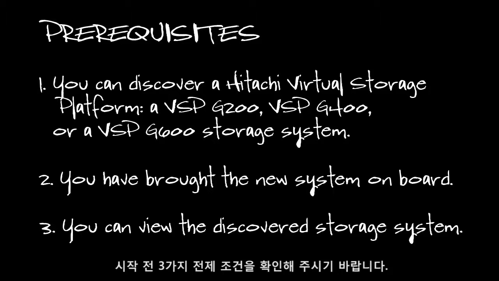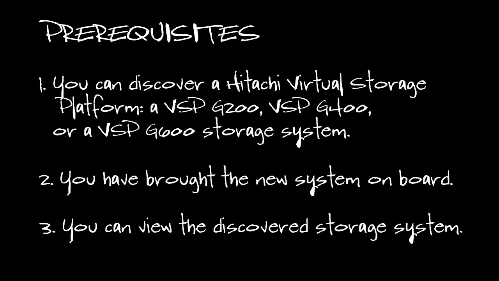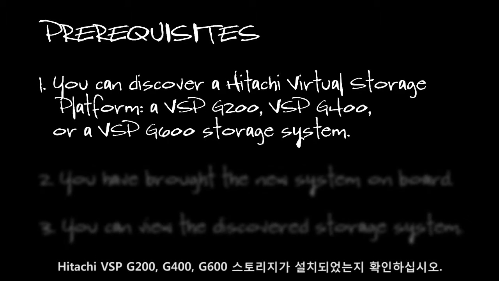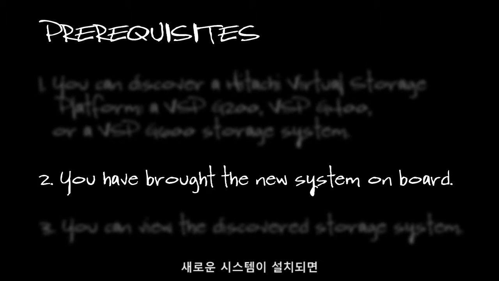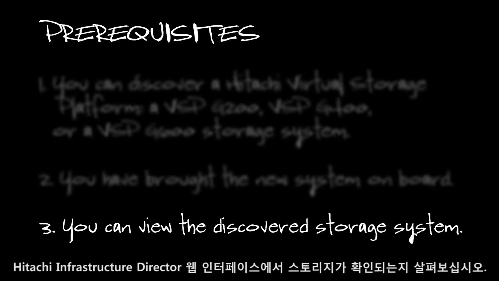Before we begin, you must meet 3 prerequisites. Ensure that you can discover a VSP G200, VSP G400, or VSP G600 storage system. You have brought the new system on board. Lastly, you must be able to view your storage system in the Hitachi Infrastructure Director web interface.